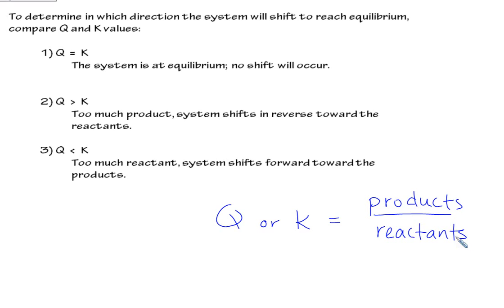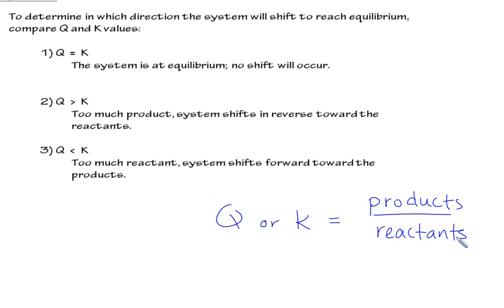However, what if Q is too big? If Q is larger than K, and I look at this ratio of products over reactants, I need to reduce the value of Q until we meet K. We want the system at equilibrium. How do I make Q smaller? Less products, more reactants. We're shifting this thing in reverse. We're going to favor the reactants.